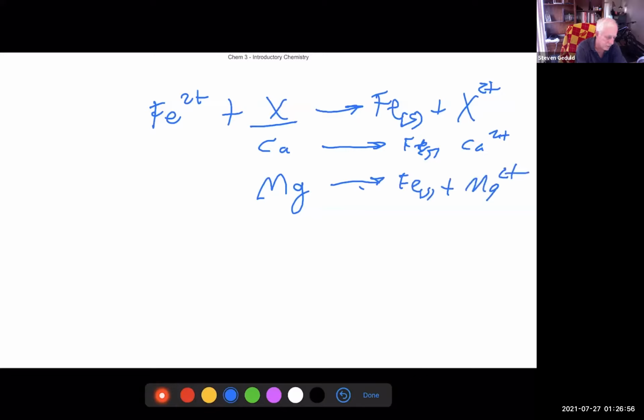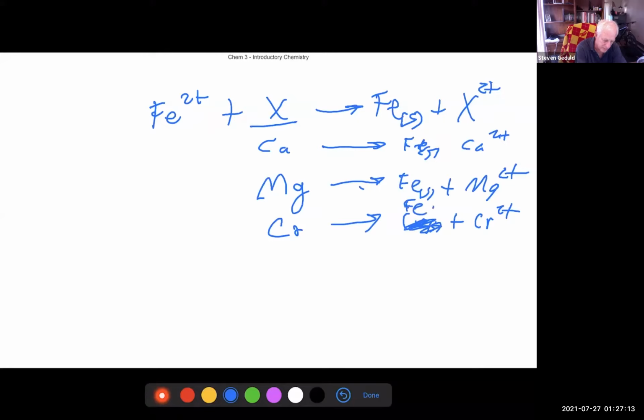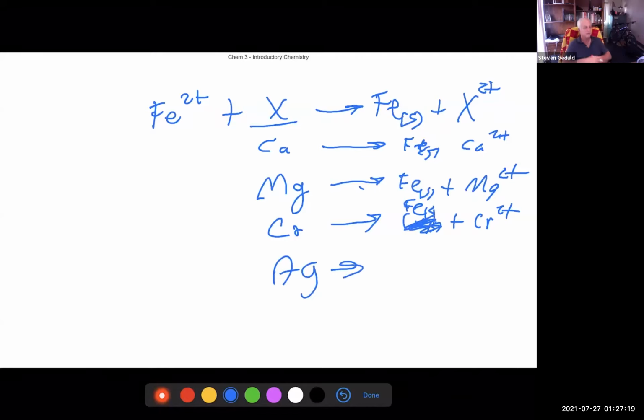And let's look at chromium. Chromium is above iron, so you get a reaction. You'll get iron solid plus Cr2+. Okay, and let's do silver. Now silver is below iron. If it's below it, it's not reactive and you'll get no reaction. So when you react it with calcium, magnesium, or chromium, those are all above iron, so you get a reaction. Silver is below iron, so you'll get no reaction.